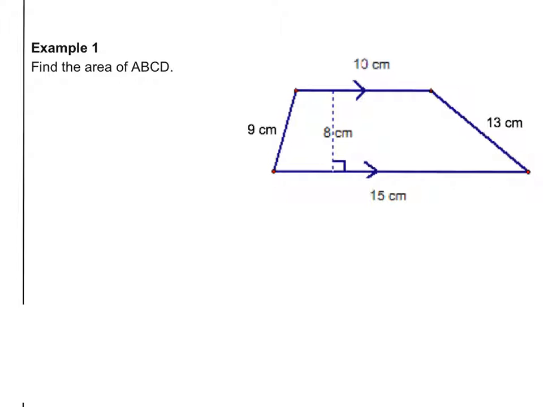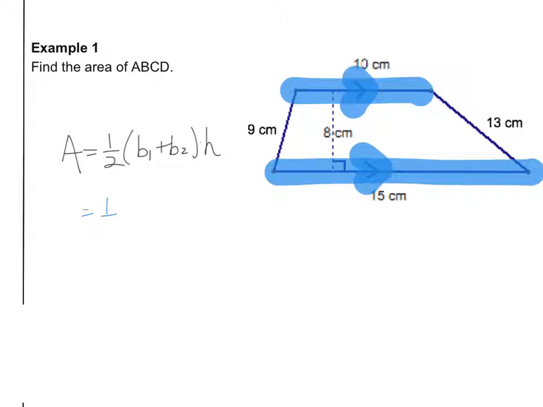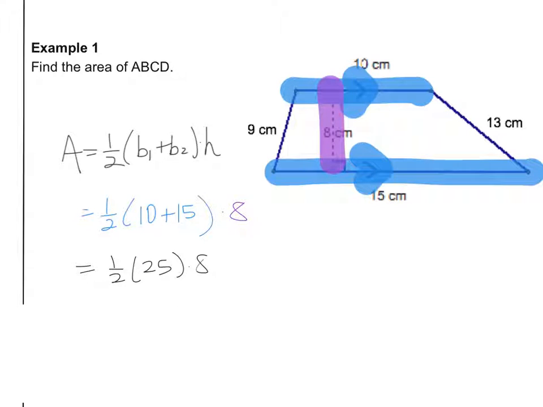In this example, we're asked to find the area of ABCD. I can tell that this is a trapezoid based on the one pair of parallel sides marked in the diagram. My height connects my two bases at a right angle. So in this case, my height is 8. So if I evaluate 1/2 times 25 times 8, I end up with 100 square centimeters.